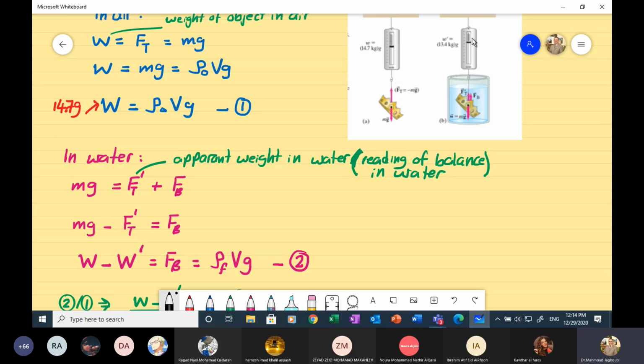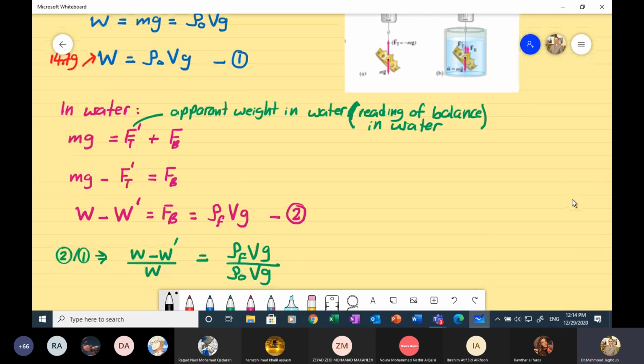It's not only the balance that is carrying the object now, there is the buoyant force that is pushing it upwards. So I will have mg, which is the weight, equals F prime t, which is the reading of the balance in water, plus the buoyant force. Okay? And therefore, mg minus Ft prime, taking Ft prime to the left, should be equal to F buoyant.